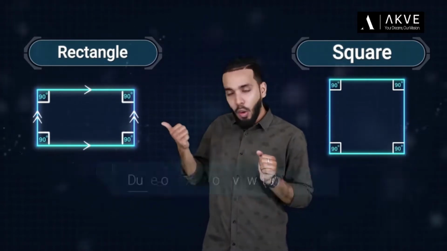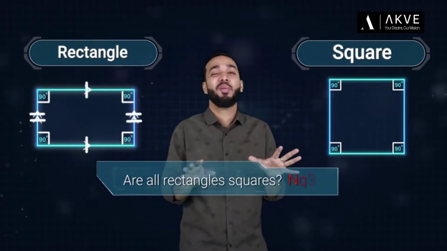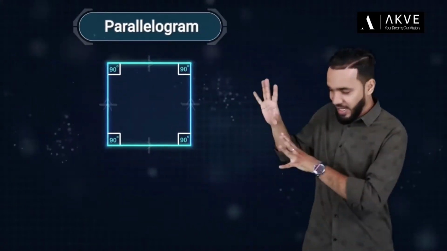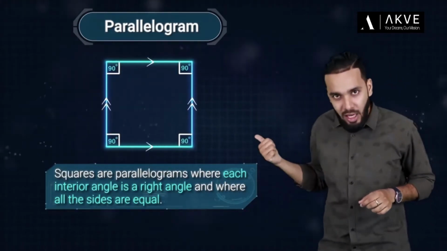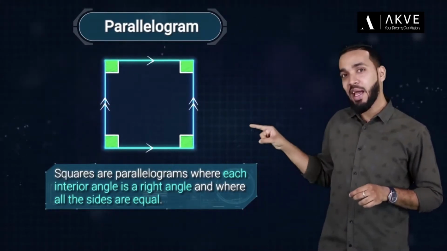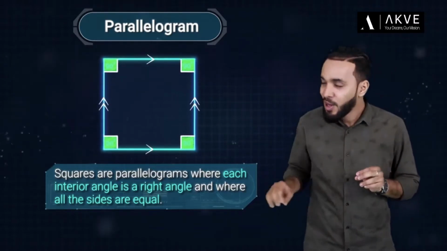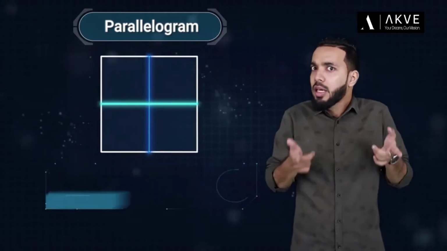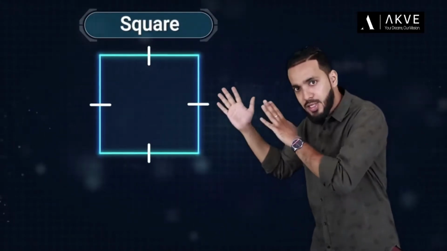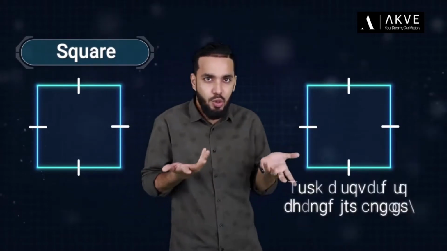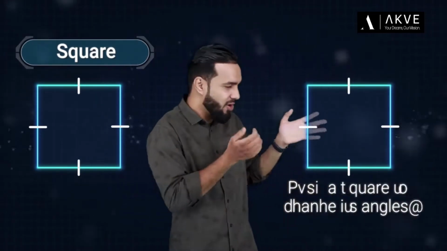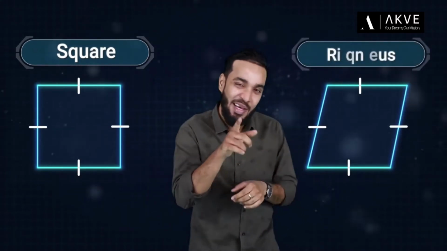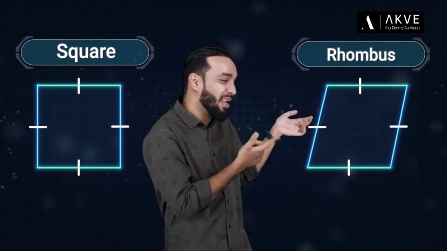But are all rectangles squares? No, only those with equal sides. So, summarizing, squares are parallelograms where each interior angle is a right angle and where all the sides are equal. Now, what do you think would happen if we take a square and push it to change its angles? Let's try. Voila! We get a rhombus. Don't act surprised. You already knew this one.